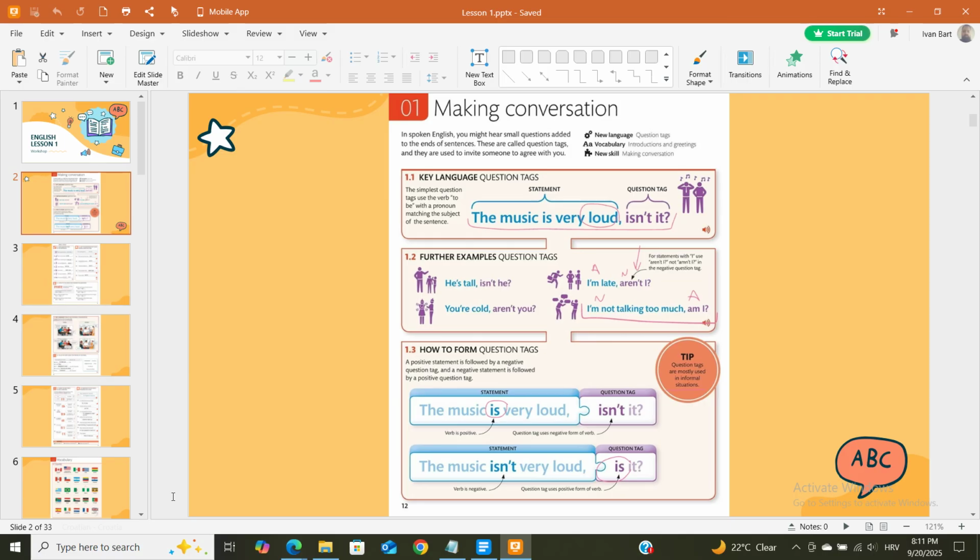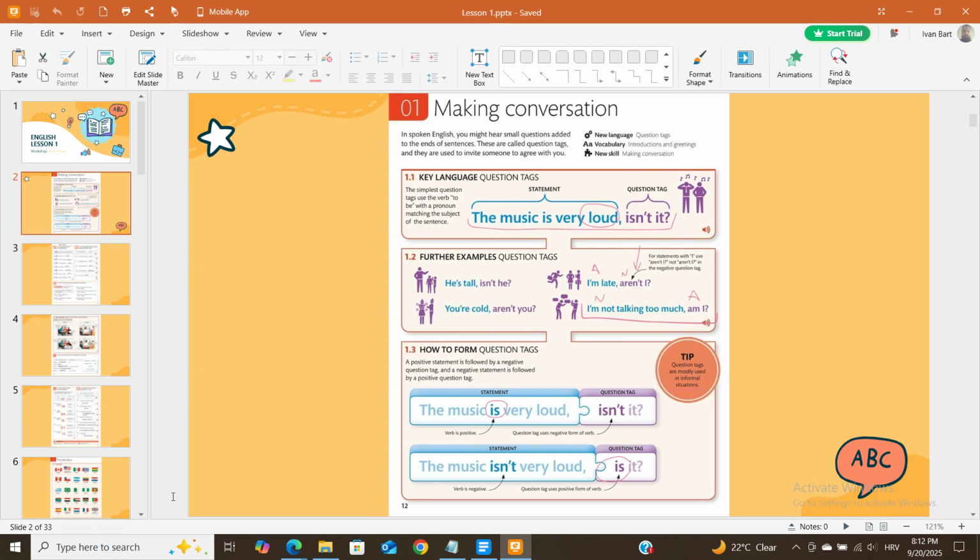Further examples of question tags. He's tall, isn't he? You're cold, aren't you? I'm late, aren't I? For statements with I, use aren't I, not amn't I. In the negative question tag: I'm not talking too much, am I?